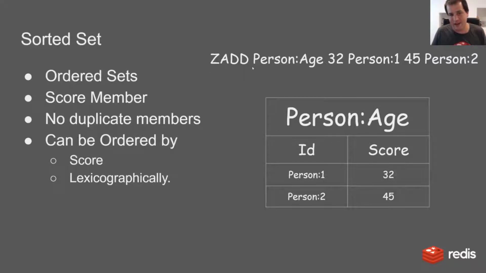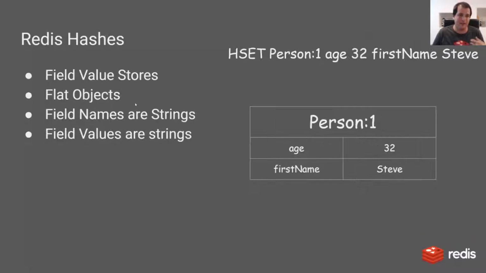So if I do a ZADD here, and I add to the key, the sorted set person:age, I can then pass in a rank or a score and a string. So the score is 32, so passing in person:1 as 32, and then I can pass in person:2 as 45. And that allows me to then query them by their different ranks and scores and stuff like that. So that's a sorted set.